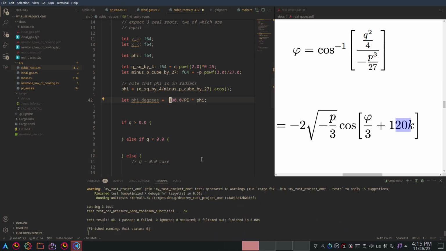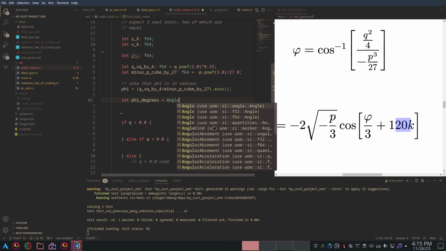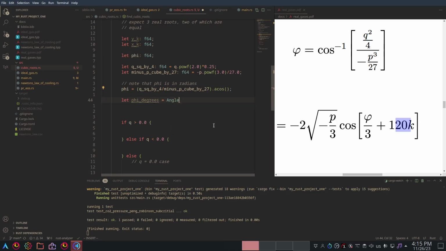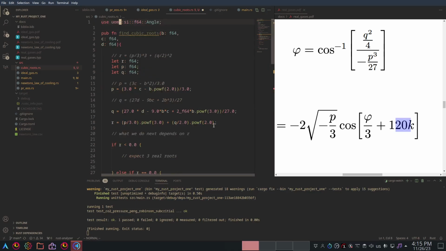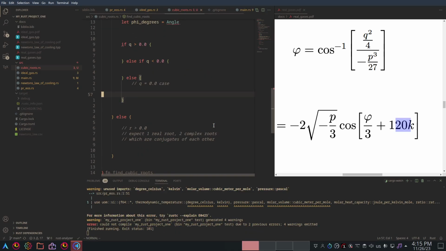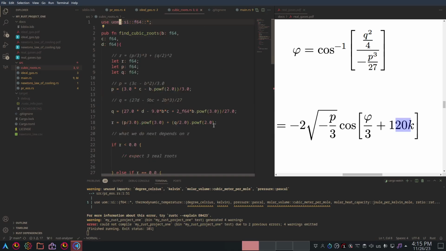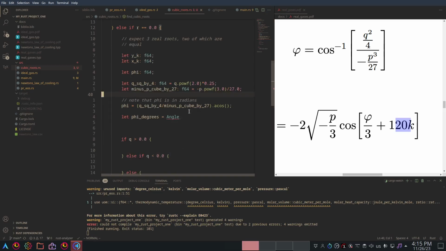Yeah, this should work, but if I'm going to use UOM to do the hard work for me, I'm going to make a new angle unit. Of course, I'm going to import more than angle. I'm going to import everything. Anytime I use this star sign, this is a wildcard, meaning you say anything under the f64, I'm going to import all the modules there, not just the angle. So that should be okay.